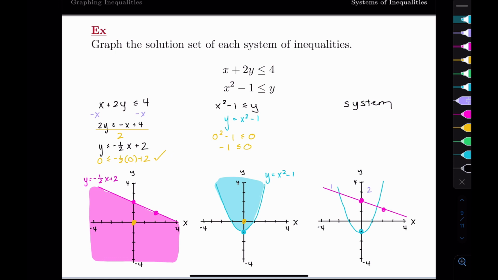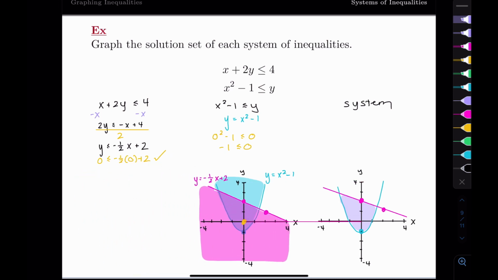But since we've already graphed each of these individually, I know I have to shade inside the parabola, but below the line. So this is the region common to the two. And again, we can see that if I take one graph and plot it over top of the other, exactly this region in the middle is their overlap.